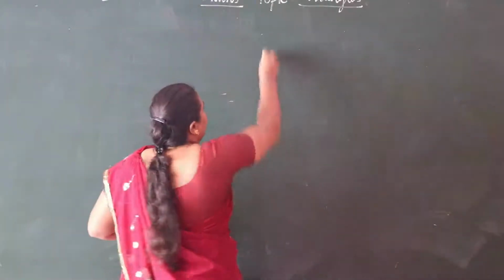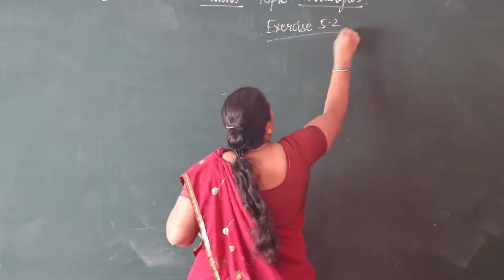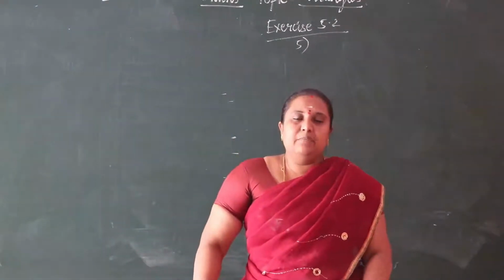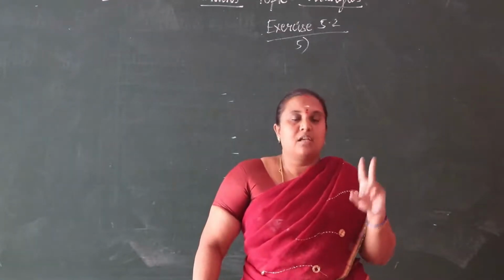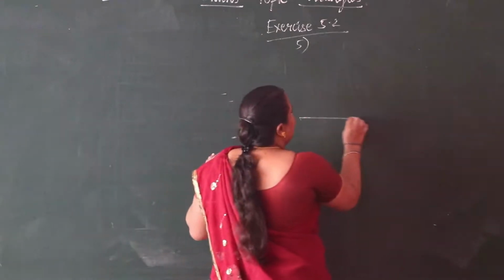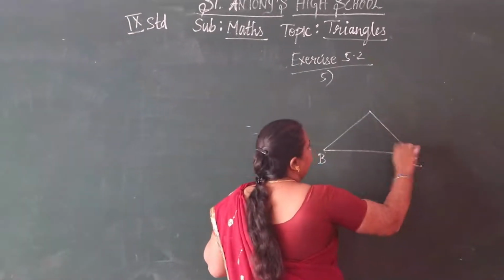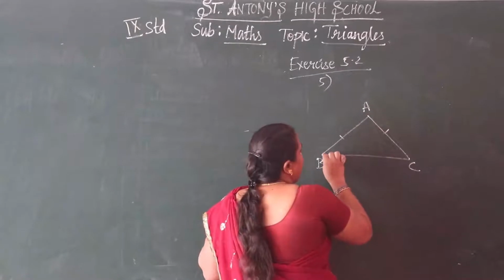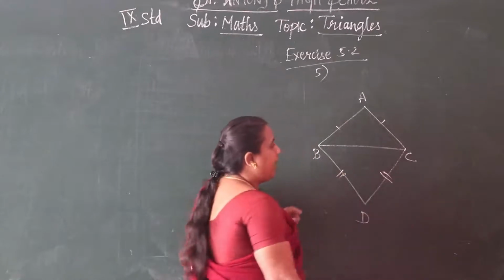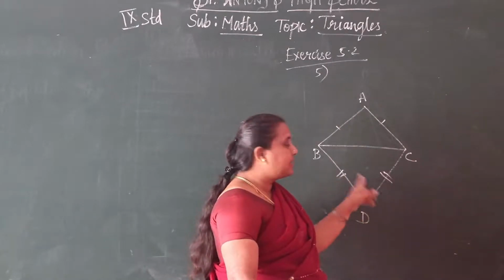Exercise 5.2, fifth sum. It is given the diagram ABC and DBC. We have two isosceles triangles with the same base BC. We can draw this, BC is the base. These are ABC and DBC, two isosceles triangles with the same base. Isosceles triangle means two sides are equal, and here also two sides are equal.